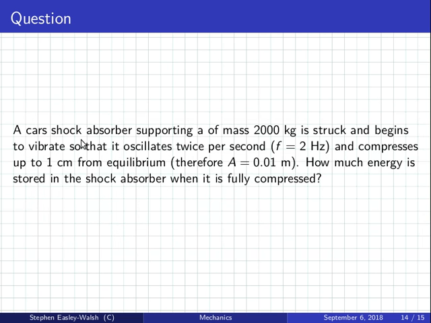A car's shock absorber. Does anyone know what a shock absorber is? Yeah, say again? That is a shock absorber, but we call that one a bumper. There is another shock absorber, not at the front or at the back, the one that supports the car.